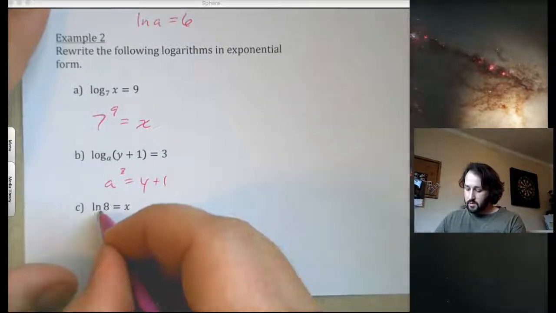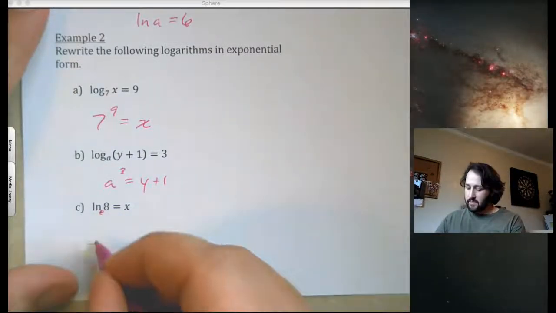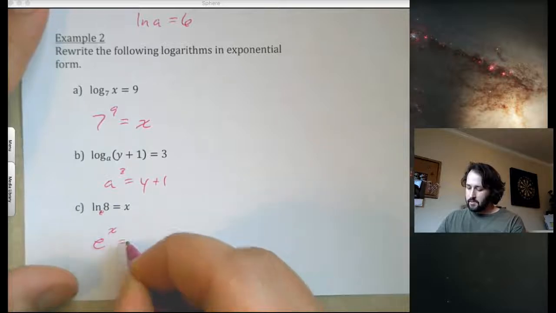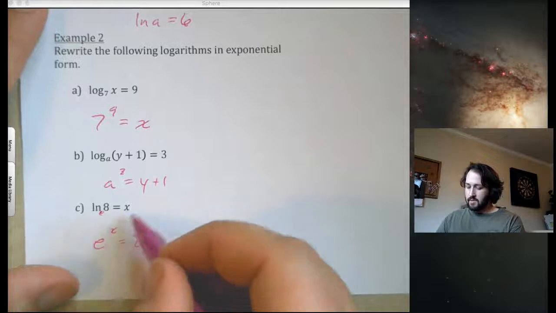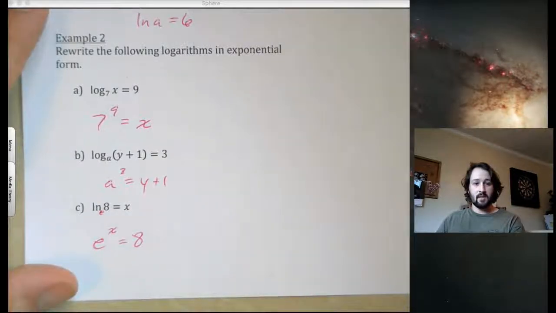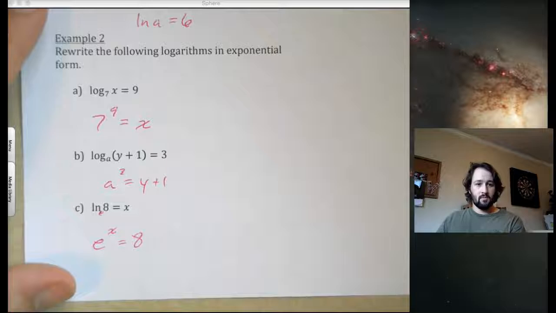Here we have a natural log. Don't forget, the base is e, so I have e to the x equals 8 here. Right? The base is e, so the base is e. So e to the other side equals what we have on the inside of our natural log.